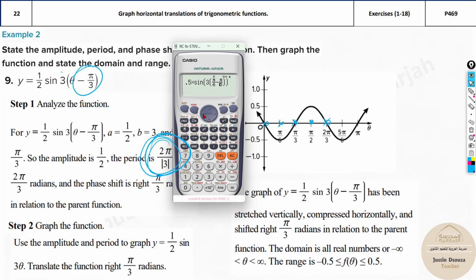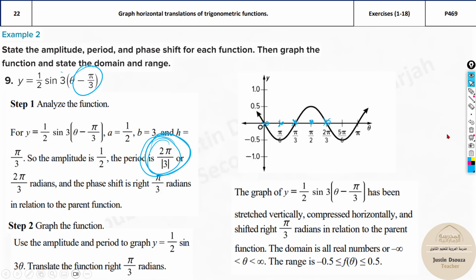Now I'll change this. From pi by 6, I'll make it pi by 3. Now you'll get 0 here. Now change this to pi by 2. You should get positive half. And lastly, you will put 2 pi by 3 over here, 2 pi by 3. This is 0. This is it. This is enough to graph. That's how we basically do it.